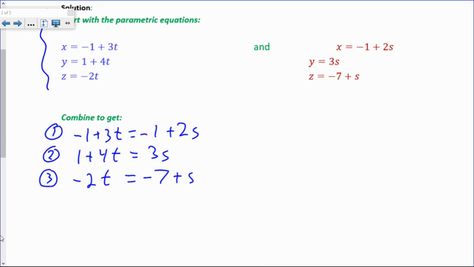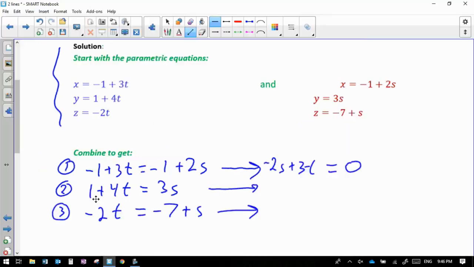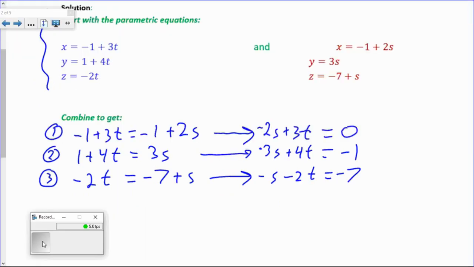The first thing I would do is take each of these equations and combine terms, group stuff however I want. I tend to put my variables on the left and my constant on the right, but it's up to you. One simpler equation might be to say that negative 2s plus 3t is equal to 0. I can do the same thing for the other two equations, and let's just take a look at what we get. And there you see the three equations we get with the s's and the t's on the left.